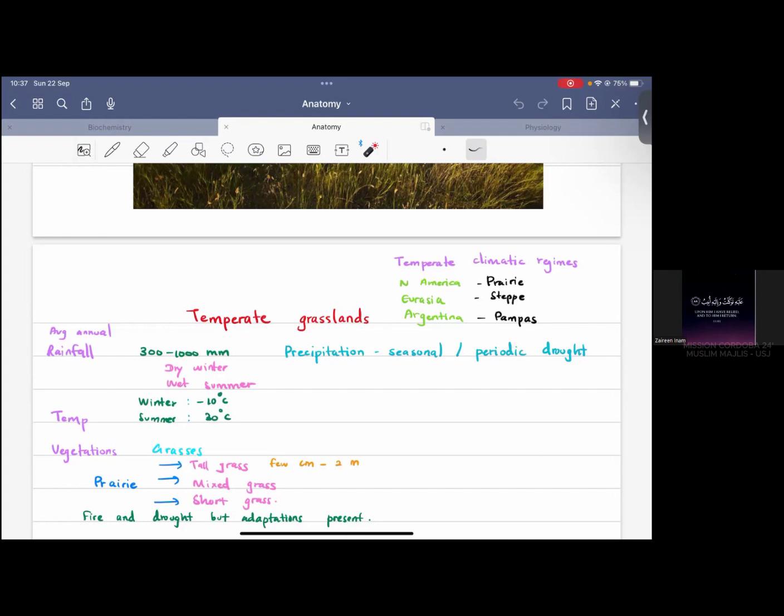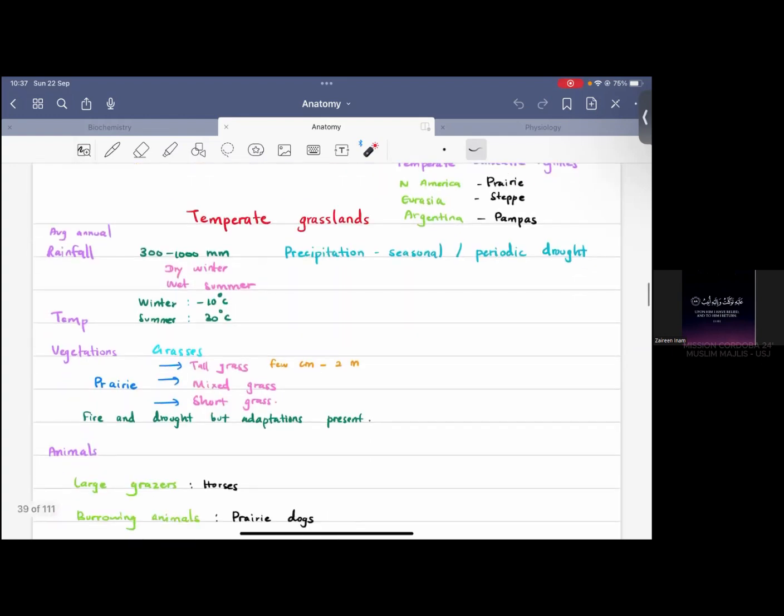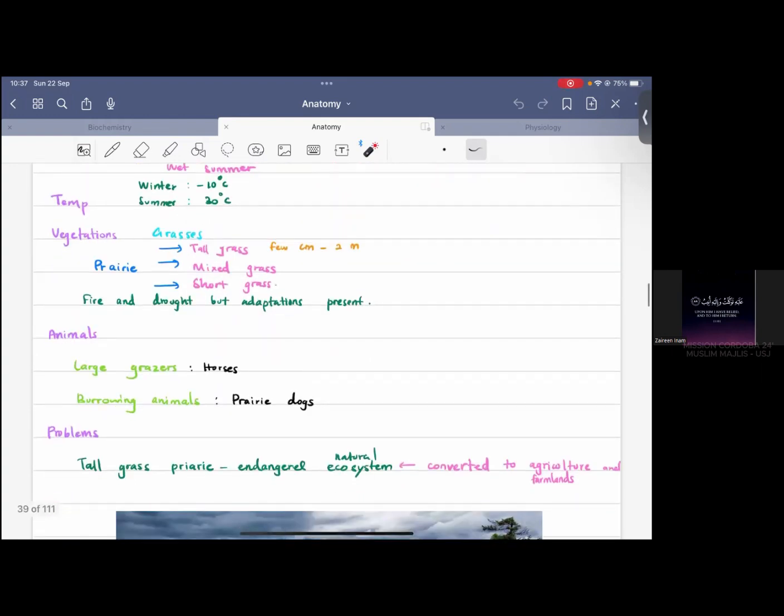The temperature in winter may go down to minus 10 degrees Celsius. In summer, it can go up to 30 degrees Celsius. Temperate grassland has seasonal precipitation, and there is periodic drought also. So everything is extreme. What are the vegetations you have here? Mainly grasses. In prairie, you can actually divide the prairie into three.